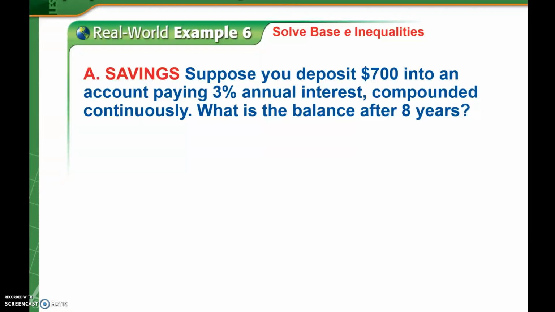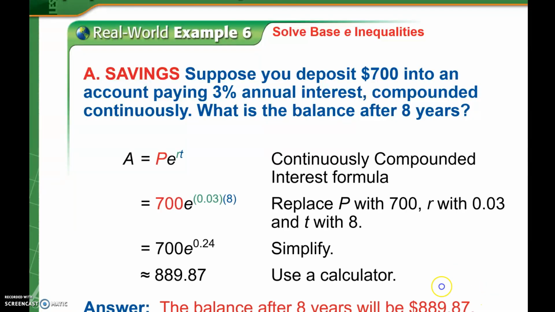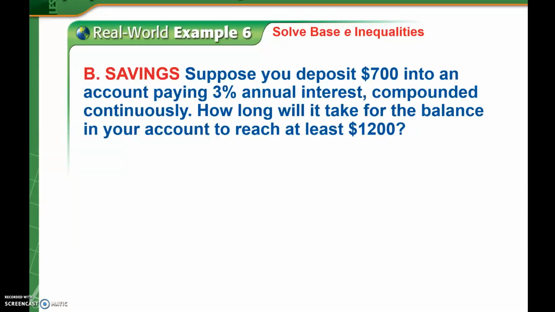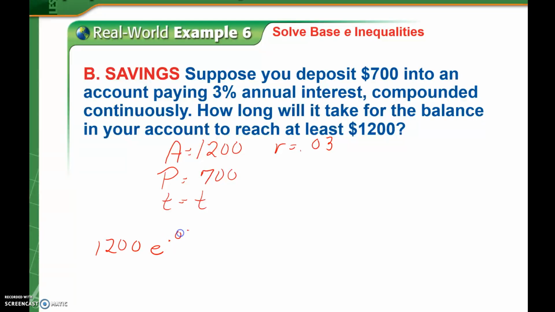Okay, we're going to do one more with this. This is a little bit different question than on your notes, so you might have to kind of adjust it. But we want to know how long it will take for me to get $1,200 in that same account, starting at 700, 3% interest rate, not knowing time. So my A on this one is 1,200. My P is 700. My T, I don't know. And my R, again, is 0.03. So when I plug that in, I have 1,200 equals 700 e to the 0.03t.